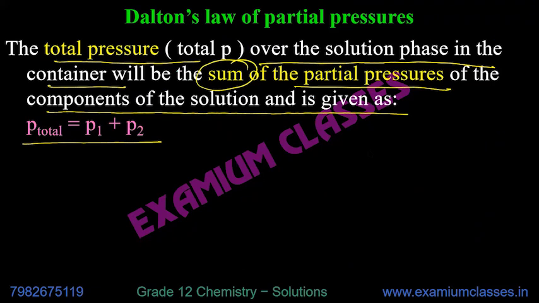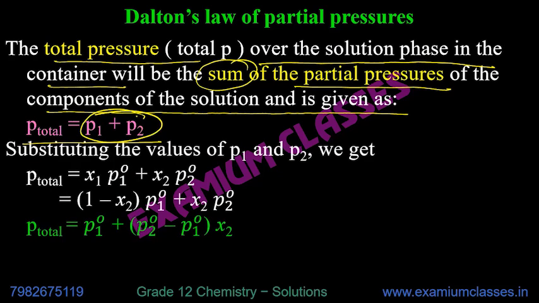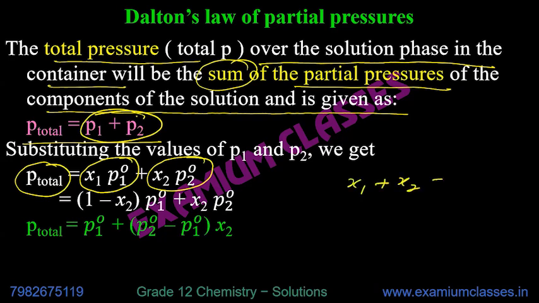So Dalton said that these two partial pressures will give me the total pressure. So P total will be P1 plus P2. So I can write P total equals P1, where P1 is P1 naught X1, and P2 is P2 naught X2. And I know that the sum of all mole fractions will always be 1.